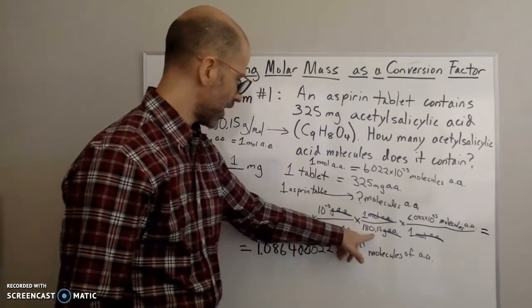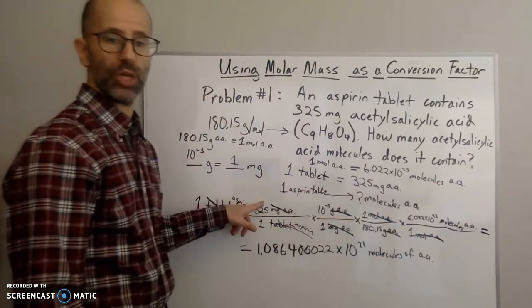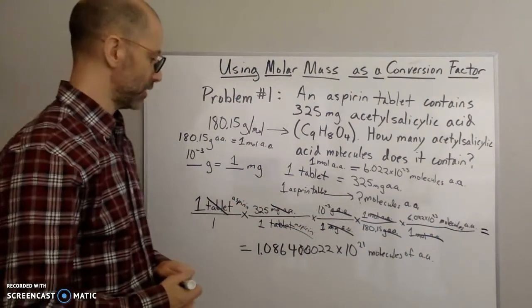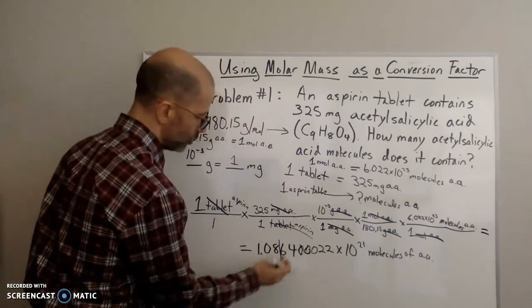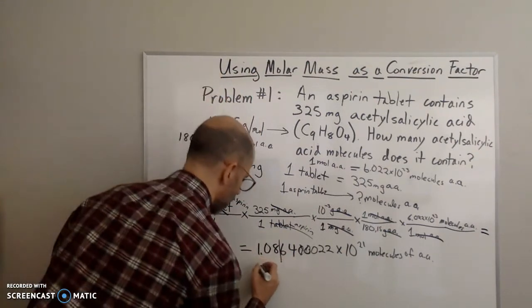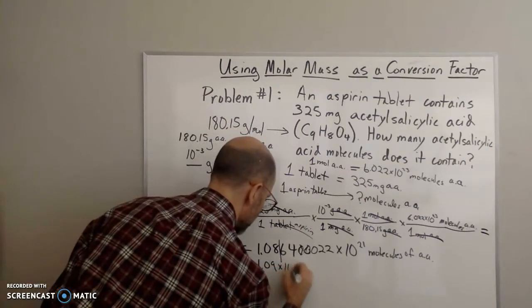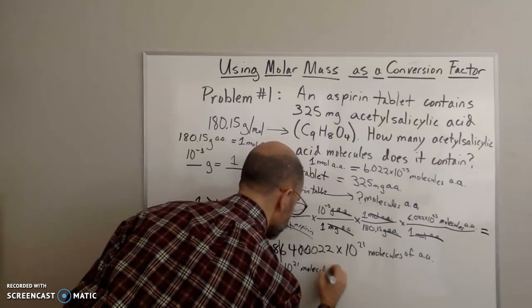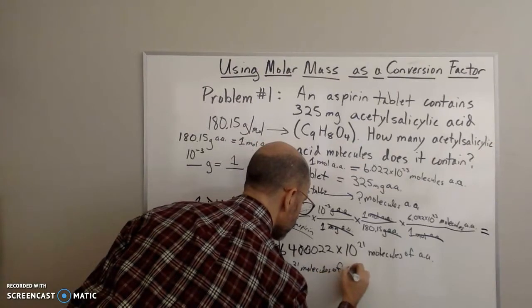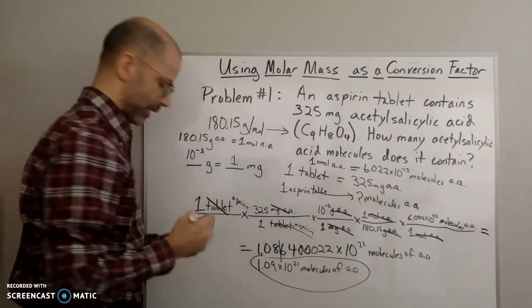This has 5 sig figs, and this has 4. So the least number is 3. So 3 is the number. So we need to cut it off at 3. So this is a 6. We raise that up to a 9. So 1.09 times 10 to the 21 molecules of acetylsalicylic acid. So that would be the answer.